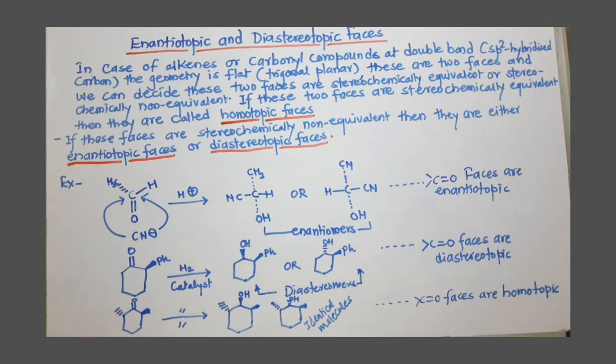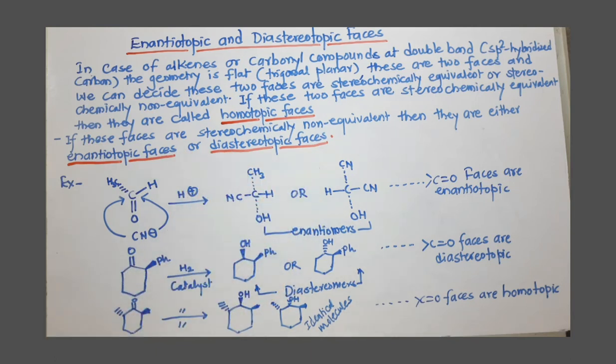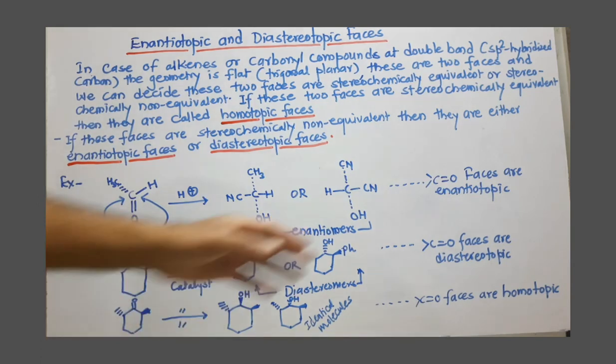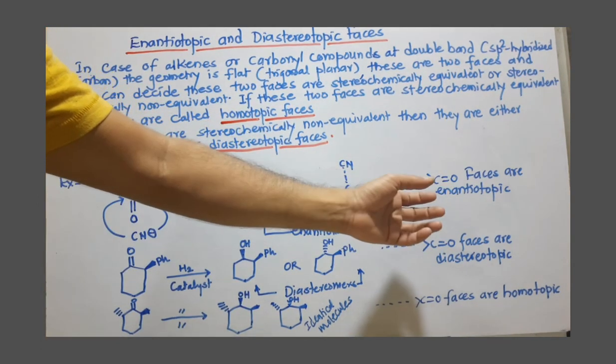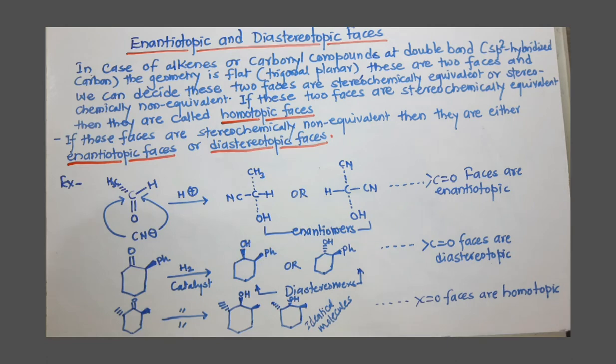Now consider the third example. Here also we are going to add hydrogen in the presence of a catalyst. So we have two possibilities, but you can see their structures. They are identical molecules. They are neither enantiomers nor diastereomers, but identical molecules. If they are identical molecules, that means the two faces of this carbonyl group are homotopic. They are neither enantiotopic nor diastereotopic. They are homotopic. So in this way we can decide whether this carbonyl group has enantiotopic faces, diastereotopic faces, or homotopic faces. Thank you.